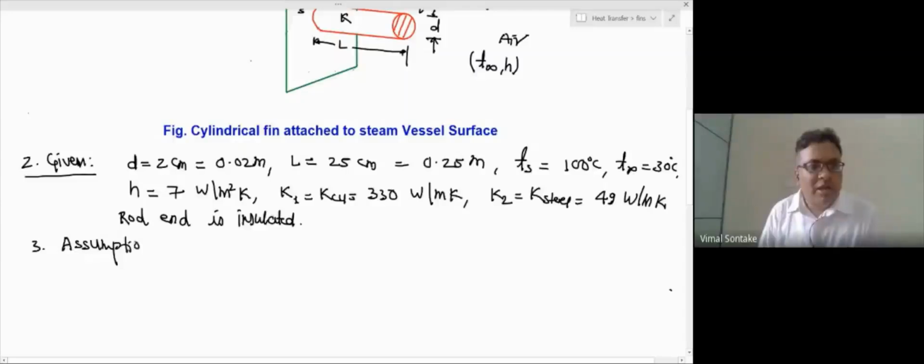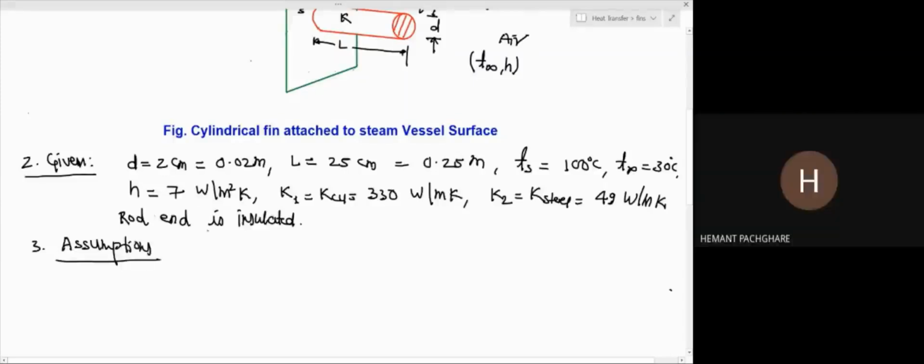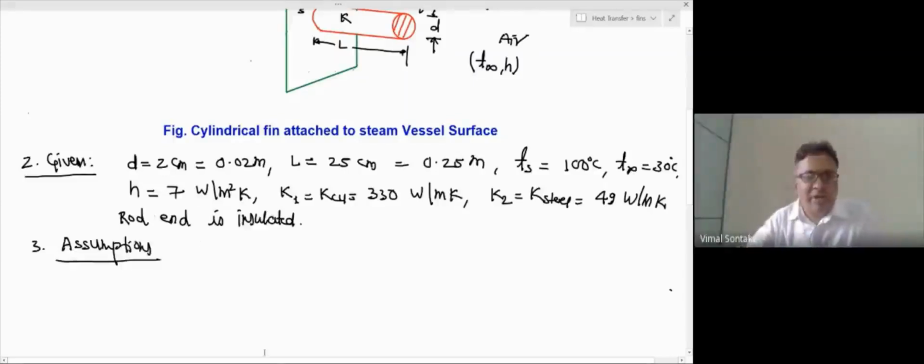Hemant, is this font size visible clearly? Yes, sir. Okay, let me admit other students.